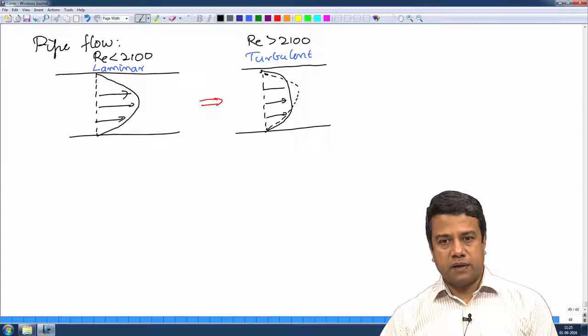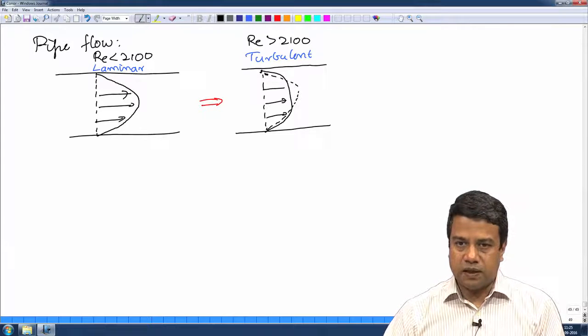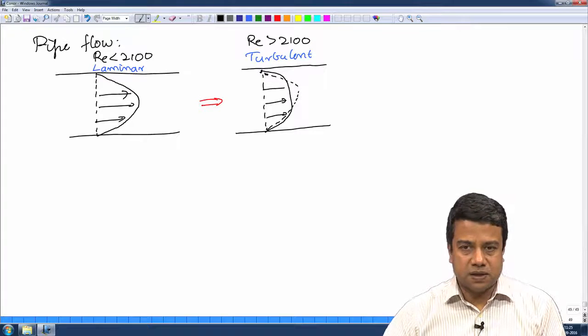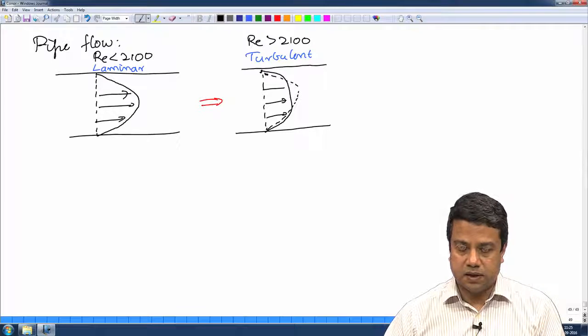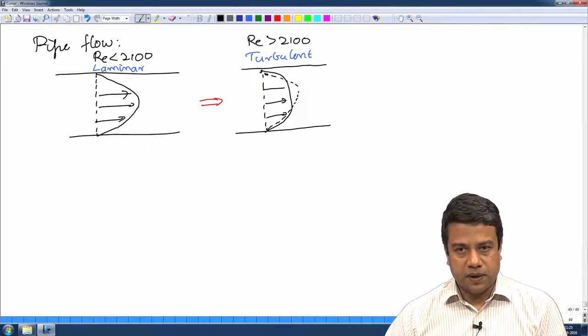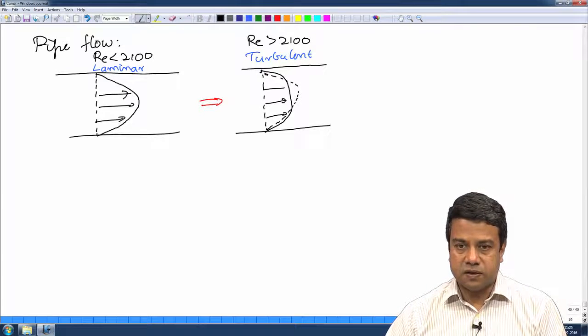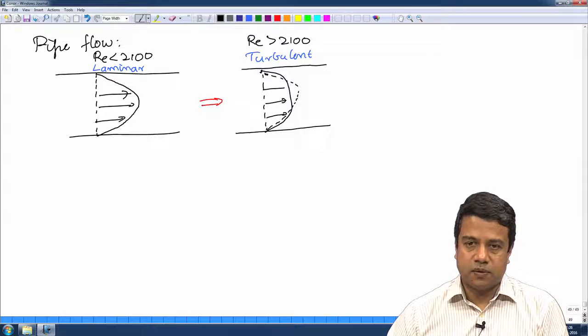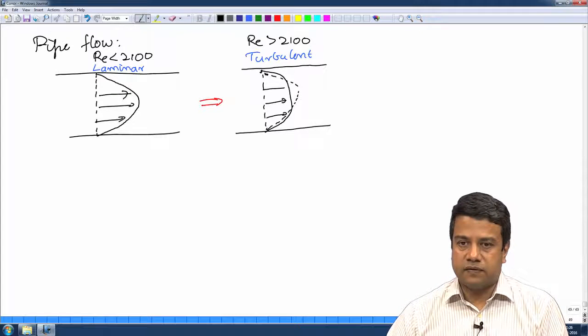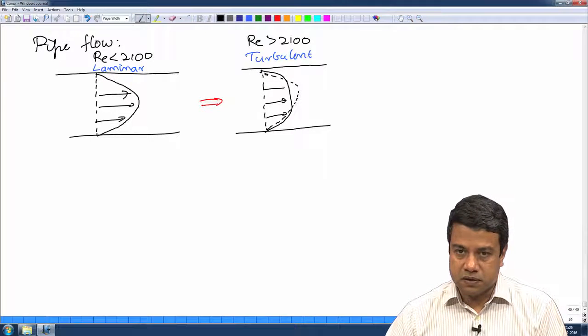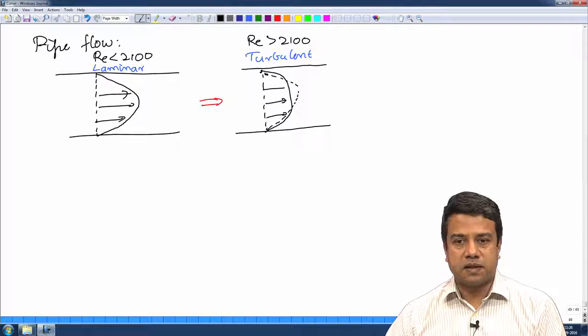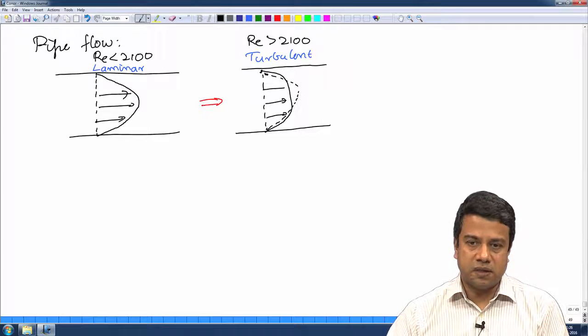However, if you do take care to reduce the level of fluctuations in the flow, you can maintain the flow in a laminar state even at a higher Reynolds number. So, even when the Reynolds number exceeds 2100, the laminar velocity profile is still a valid solution of the momentum balance equation. The problem is that it is not a stable solution. And any small disturbance in the flow will spontaneously make it go to a turbulent state.